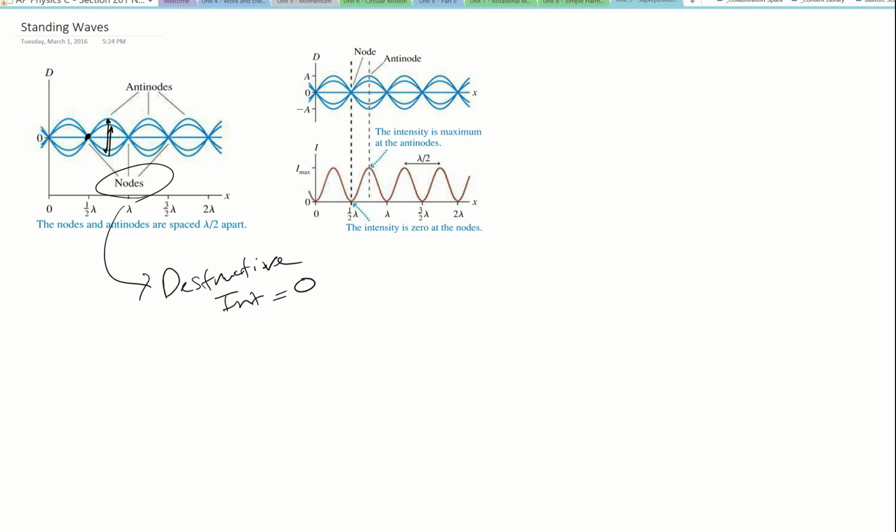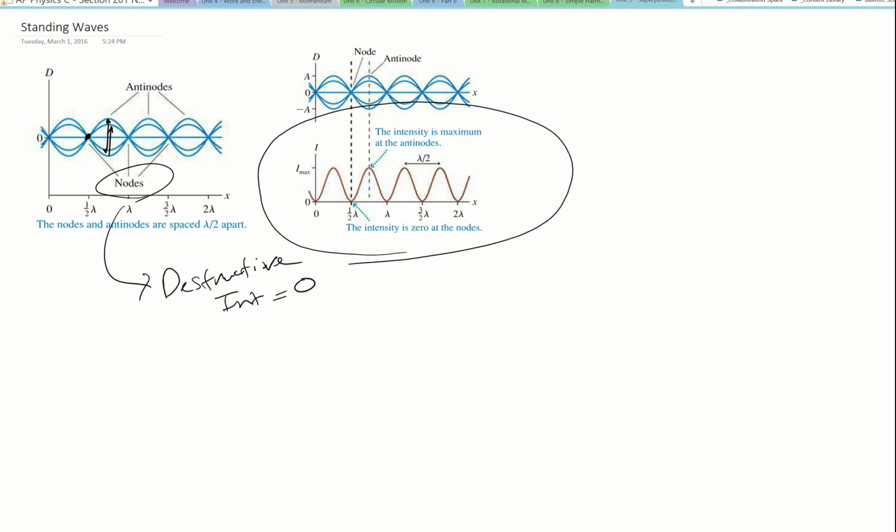So nodes and antinodes, again, we've seen those before. And we'll talk more about the resonance and all the properties that come with that. But we definitely need to be able to distinguish nodes and antinodes. Now notice we also tie in intensity, which we just talked about in our last chapter. And notice that the intensity is matching up with the nodes and antinodes.